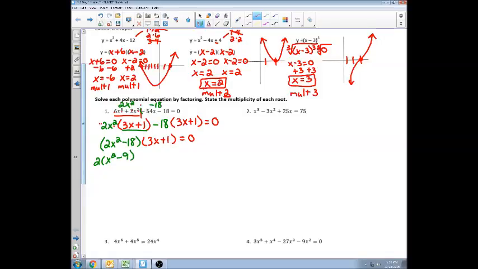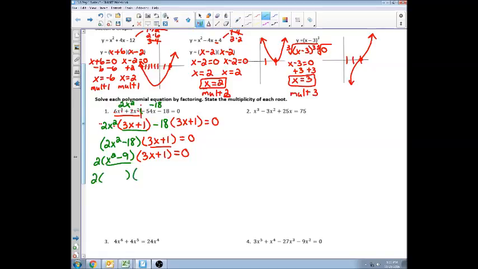Then I can check the next set of parentheses, this 3x plus 1. Is there anything else I can do with that to factor? There is not. So it'll be 3x plus 1. All that's still equal to 0. Now I want to check this set of parentheses to make sure there's nothing else I can do. Well, x squared is a perfect square. 9 is a perfect square, so I have the difference of 2 squares.